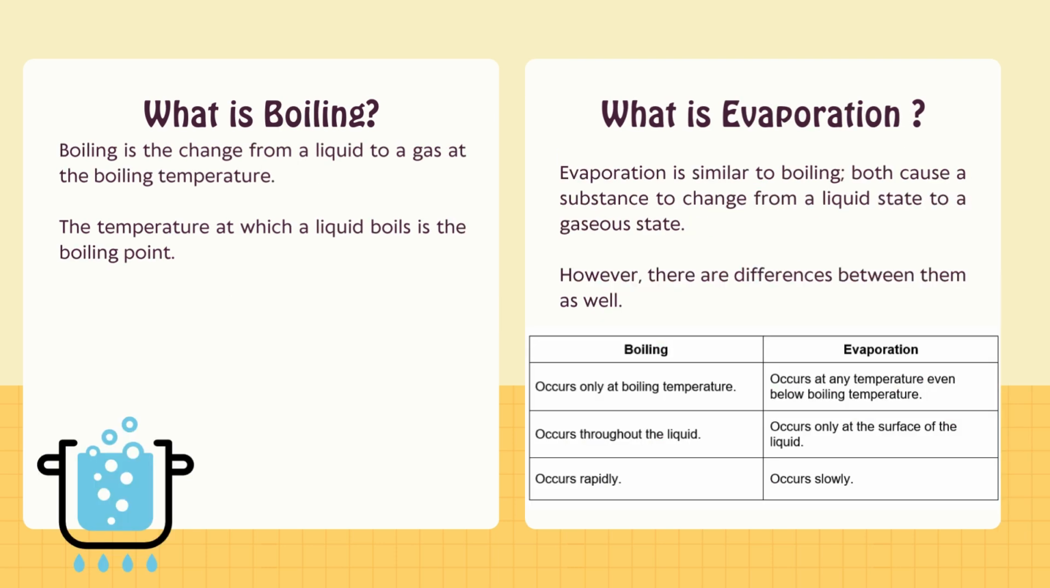Let's now look at boiling and evaporation. Boiling is the change from a liquid to a gas at the boiling temperature, and the temperature at which a liquid boils is the boiling point. Evaporation is similar to boiling. Both cause a substance to change from a liquid state to a gaseous state. However, there are differences between them as well. Boiling occurs only at boiling point, while evaporation occurs at any temperature. Boiling occurs throughout the entire liquid, while evaporation occurs only at the surface.